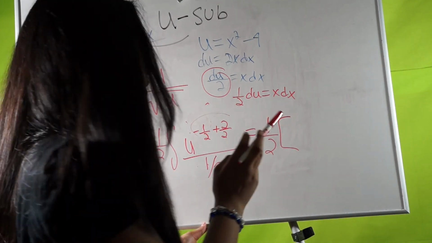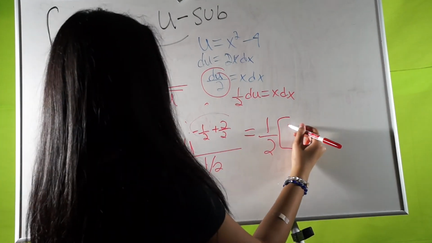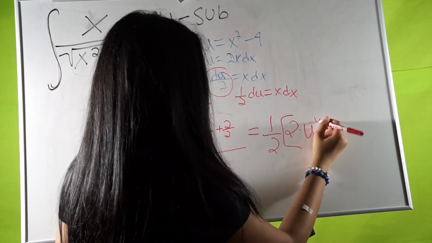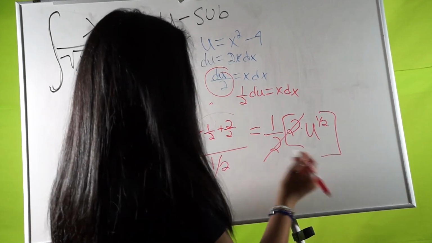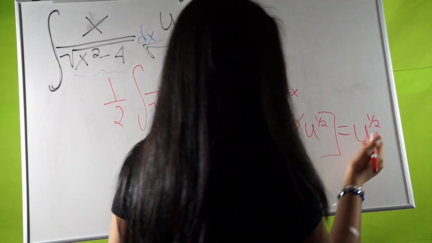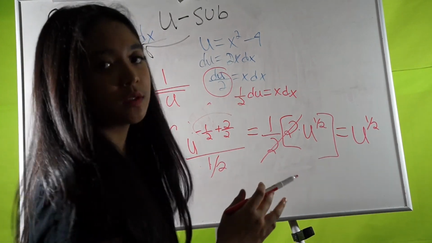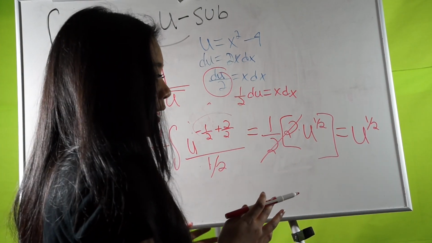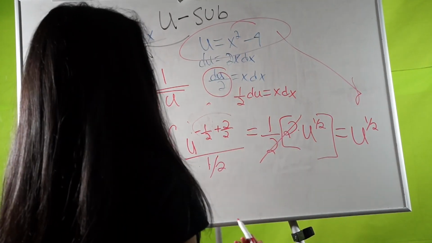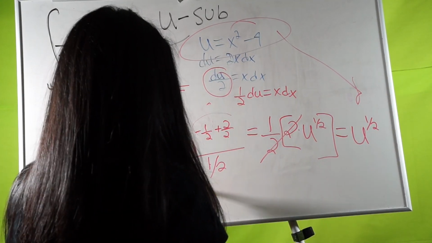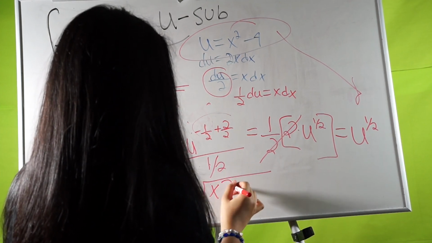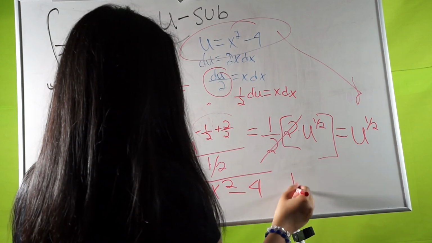Since we already integrated, now it is 2 dot u. So that's just 1/2 here. These cross out, and now we're left with u to the 1/2 power. So now let's plug this back into here. We're not done yet. So now we have the square root of x squared minus 4 plus C.